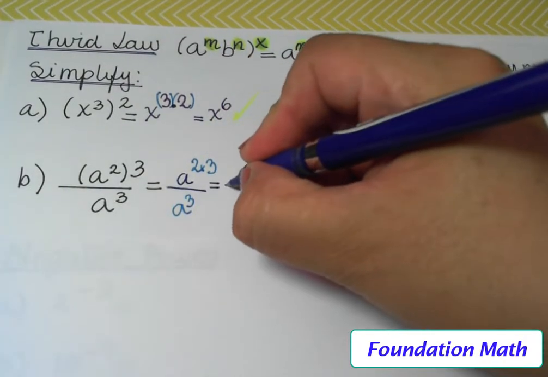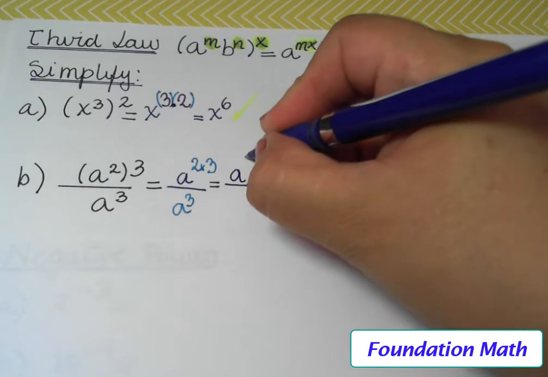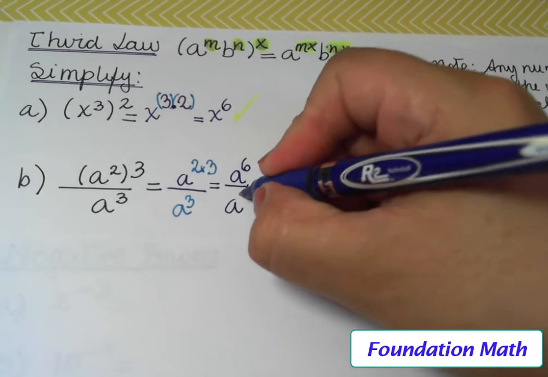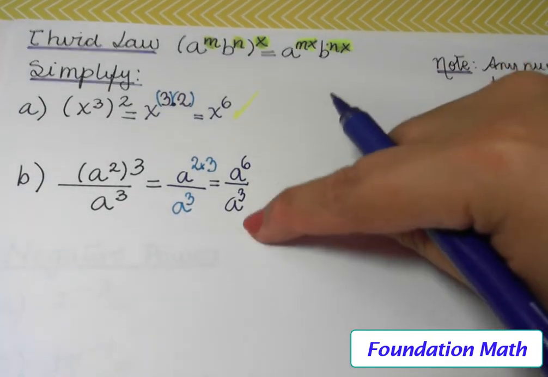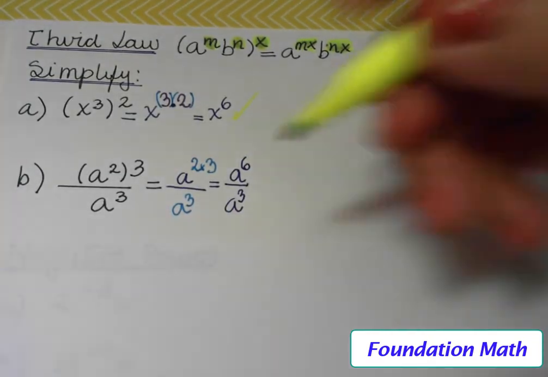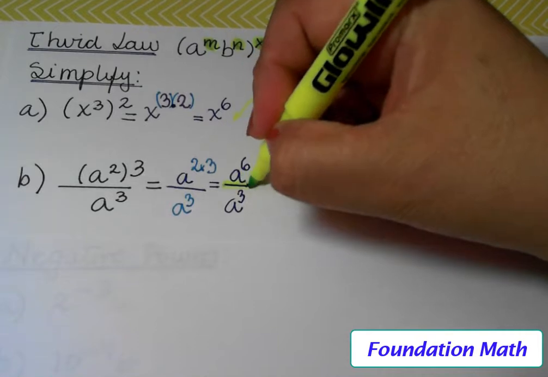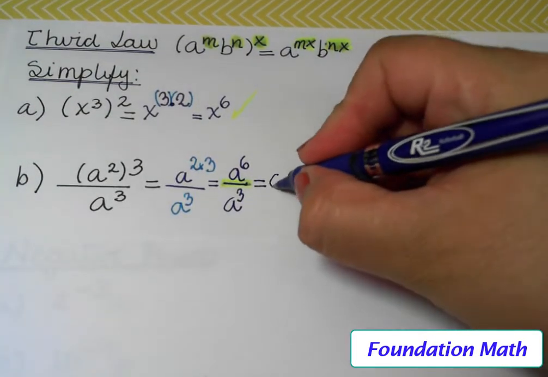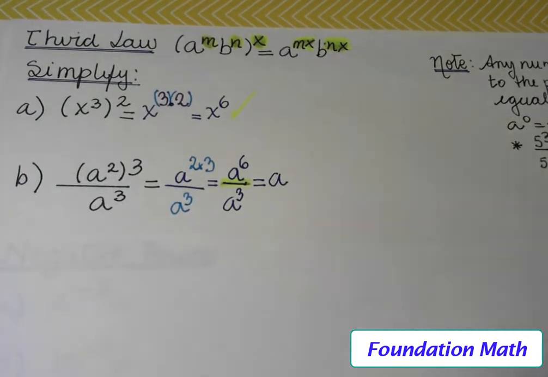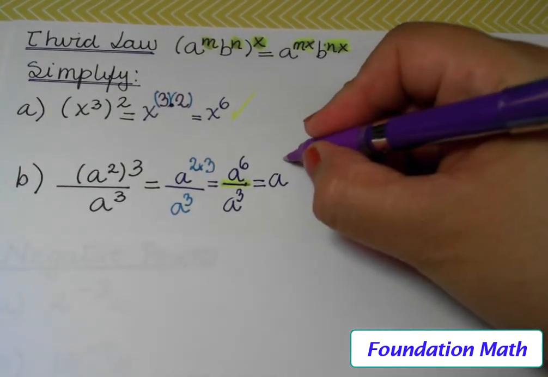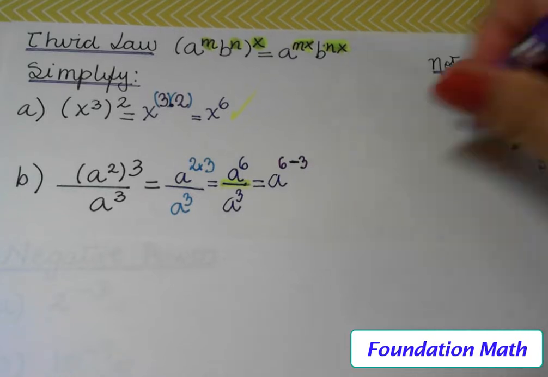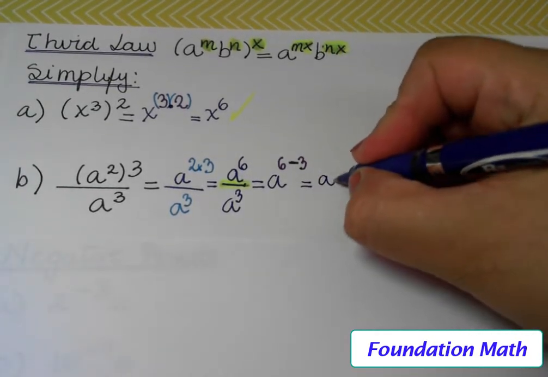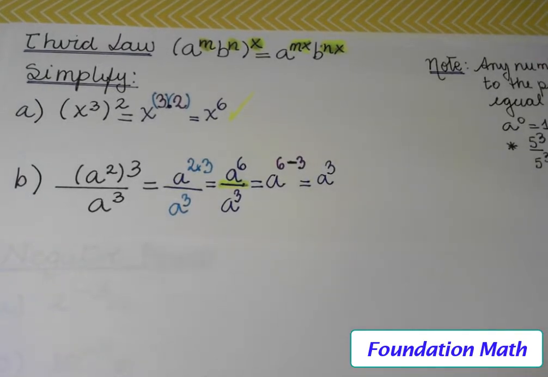So I'm going to keep the fraction. 6. 2 times 3 is 6. And I'm going to copy. Both have the same base. And you have here the fraction. So we're going to apply the second law. So this is equal a. And you're going to subtract the expression. 6 minus 3, and 6 minus 3 is 3. So the final answer is a cube.